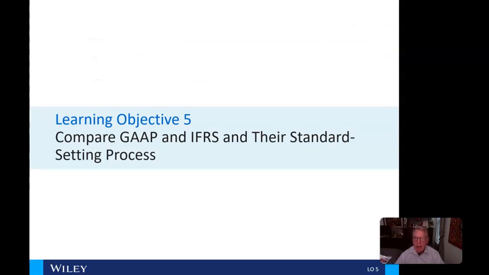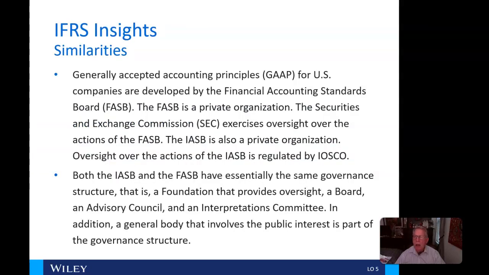Okay, so let's compare GAAP and the IFRS and their standard setting process. And here, the IFRS is like the GAAP. We're trying to do convergence to make one set of standards, but it's not there yet. We still have those two sets of standards. So the IASB is also a private organization, and it is overseen by the International Organization of Securities Commissions. Now, both the IASB and the FASB have essentially the same governance structure.